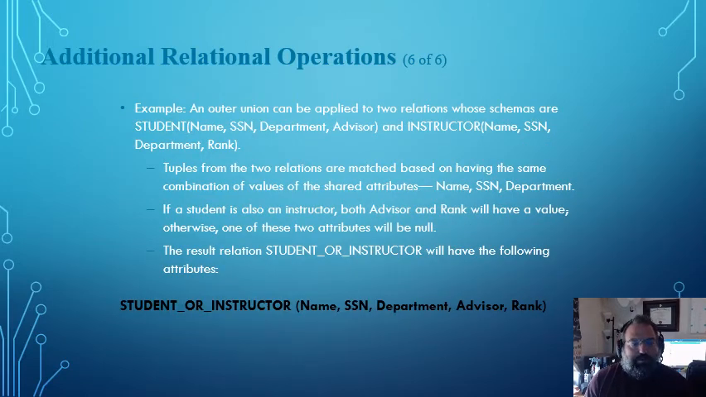An example of an outer union can be applied to two relations whose schemas are STUDENT(Name, SSN, Department, Advisor) and INSTRUCTOR(Name, SSN, Department, Rank). Tuples from the two relations are matched based upon having the same combination of values of the shared attributes: Name, SSN, and Department. If a student is also an instructor, both Advisor and Rank will have a value. Otherwise, one of those two attributes will be null. The result relation STUDENT_OR_INSTRUCTOR will have the following attributes.